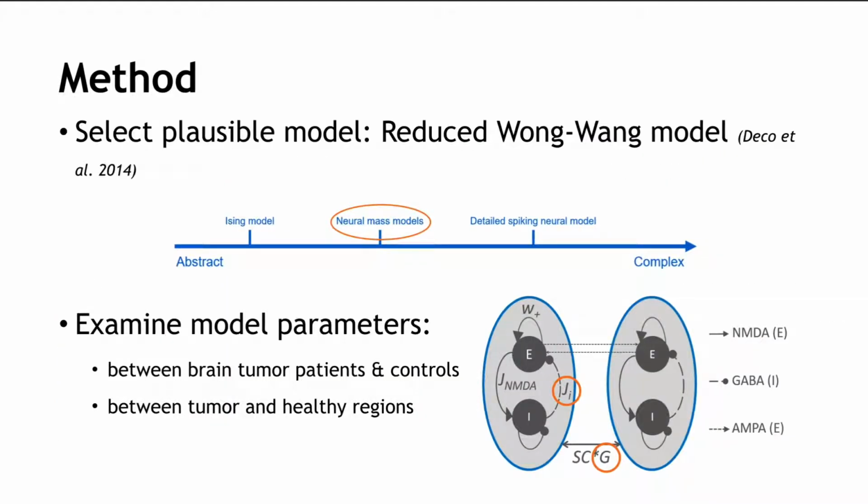For our simulations, we have used the reduced Wong-Wang model. This is a dynamical mean field model that summarizes realistic dynamics of detailed spiking and conductance-based synaptic large-scale network. Two different model parameters were individually optimized. Global coupling G, a global parameter, describing dynamics between brain regions. Feedback inhibition control parameter JI, describing the amount of inhibition within each brain region. This is a local model parameter. This allowed us to study possible differences in regions close to the tumor and healthy regions.